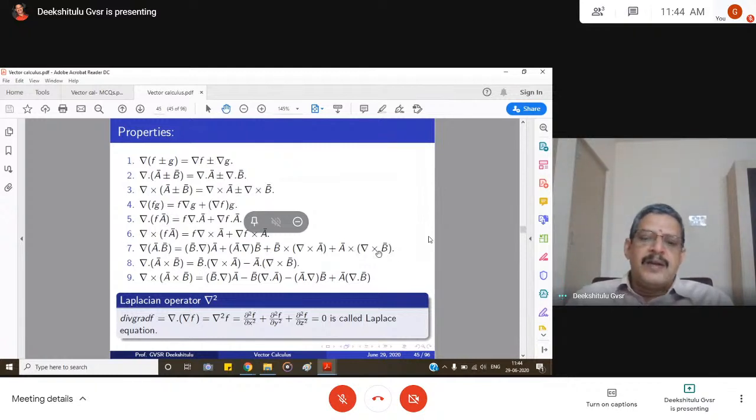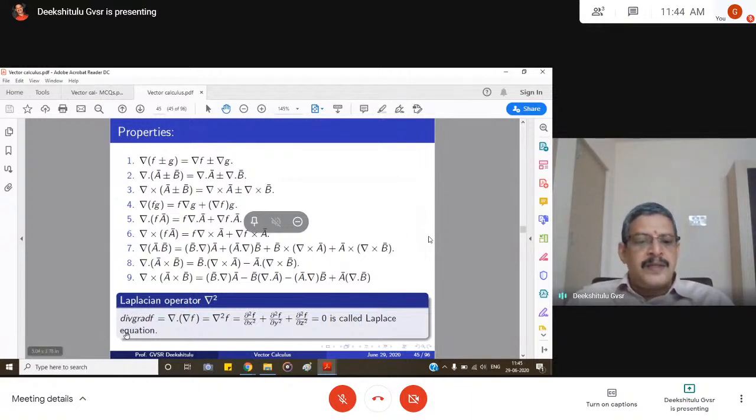This is very tough to remember, but it's a very important statement. You may even have questions directly on this. I think in some of the GATE examinations, such an identity was asked as a question with options. Del dot a cross b is b dot del cross a minus a dot del cross b. Del cross a cross b, the triple product, is also very important, and between these 7 and 9, almost all you can derive one from the other. If you understand one thing, you can write the other thing.